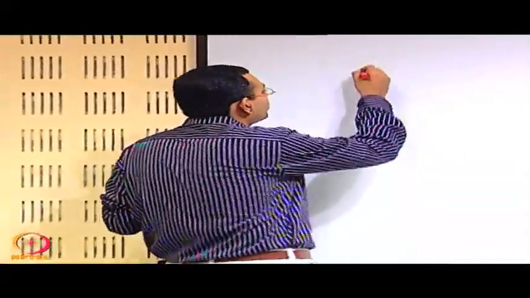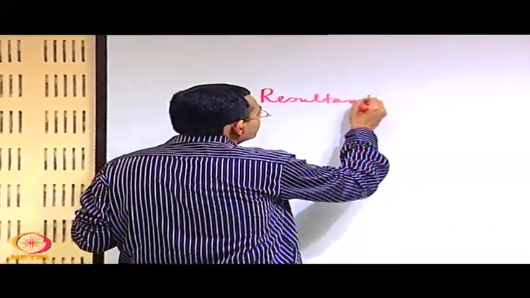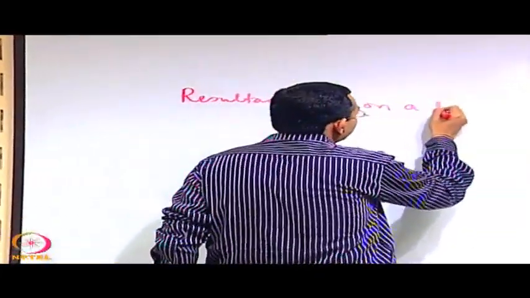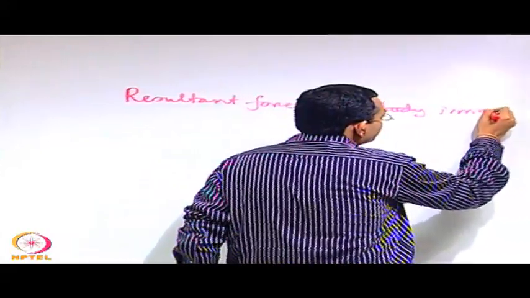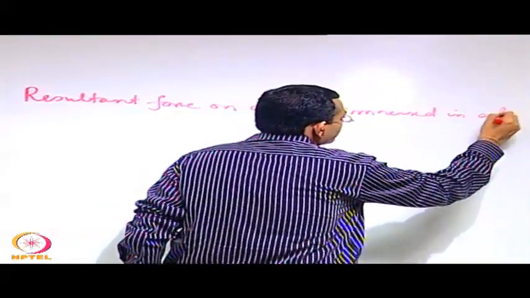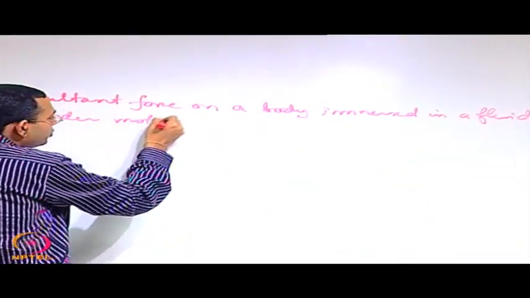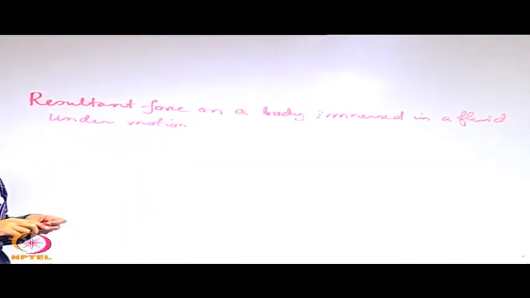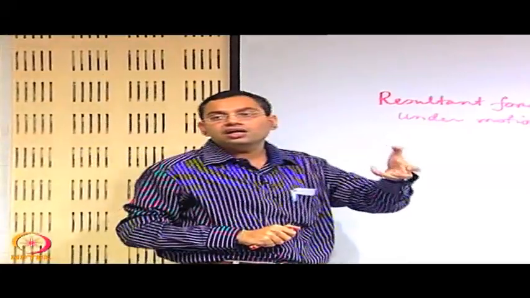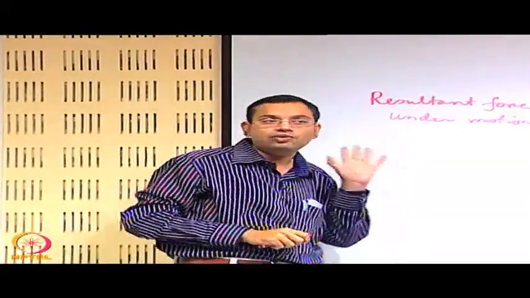So we have now at least got the origin of the forces, that is the pressure gradient and the shear, but how do we combine these to get the net force. So the resultant force on a body immersed in a fluid under motion. So do not confuse it with fluid statics, it is not fluid at rest. So we are not talking about forces like buoyancy forces. This is solely because of the relative motion between the fluid and the solid, whatever is the force, that force we want to identify.